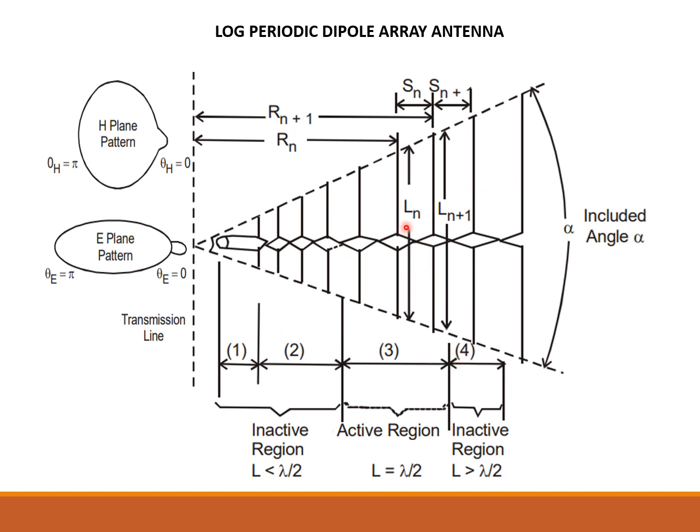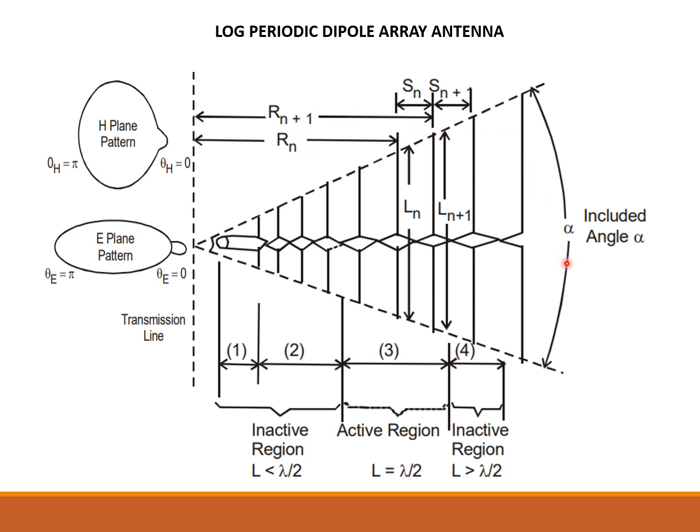L stands for the length, R stands for the spacing of the element from the origin, right? S stands for the spacing between adjacent elements. Say for example, let us talk about Ln. Ln is the length of the nth dipole element. Rn is the distance from the origin to the nth element. Sn is the spacing between Rn and Rn plus 1.